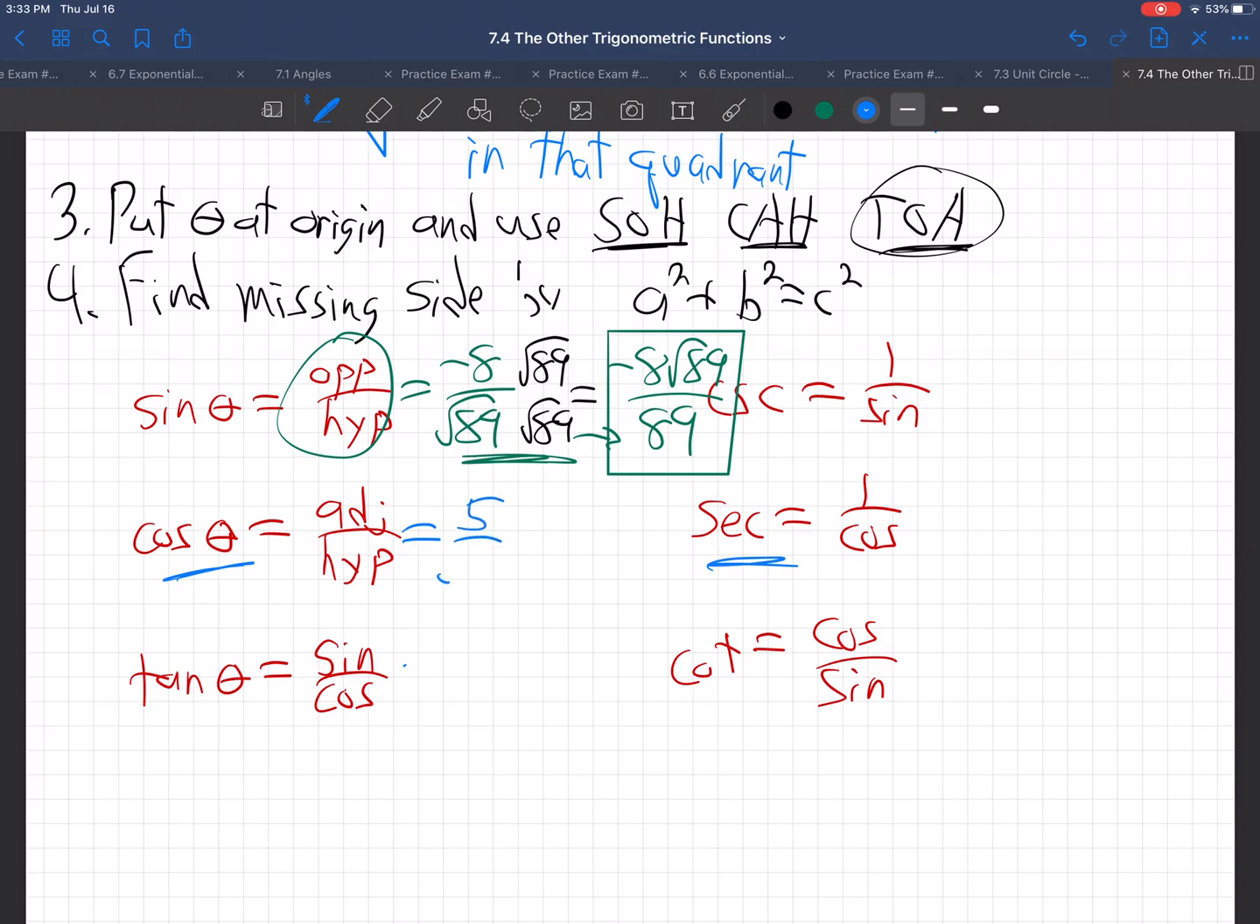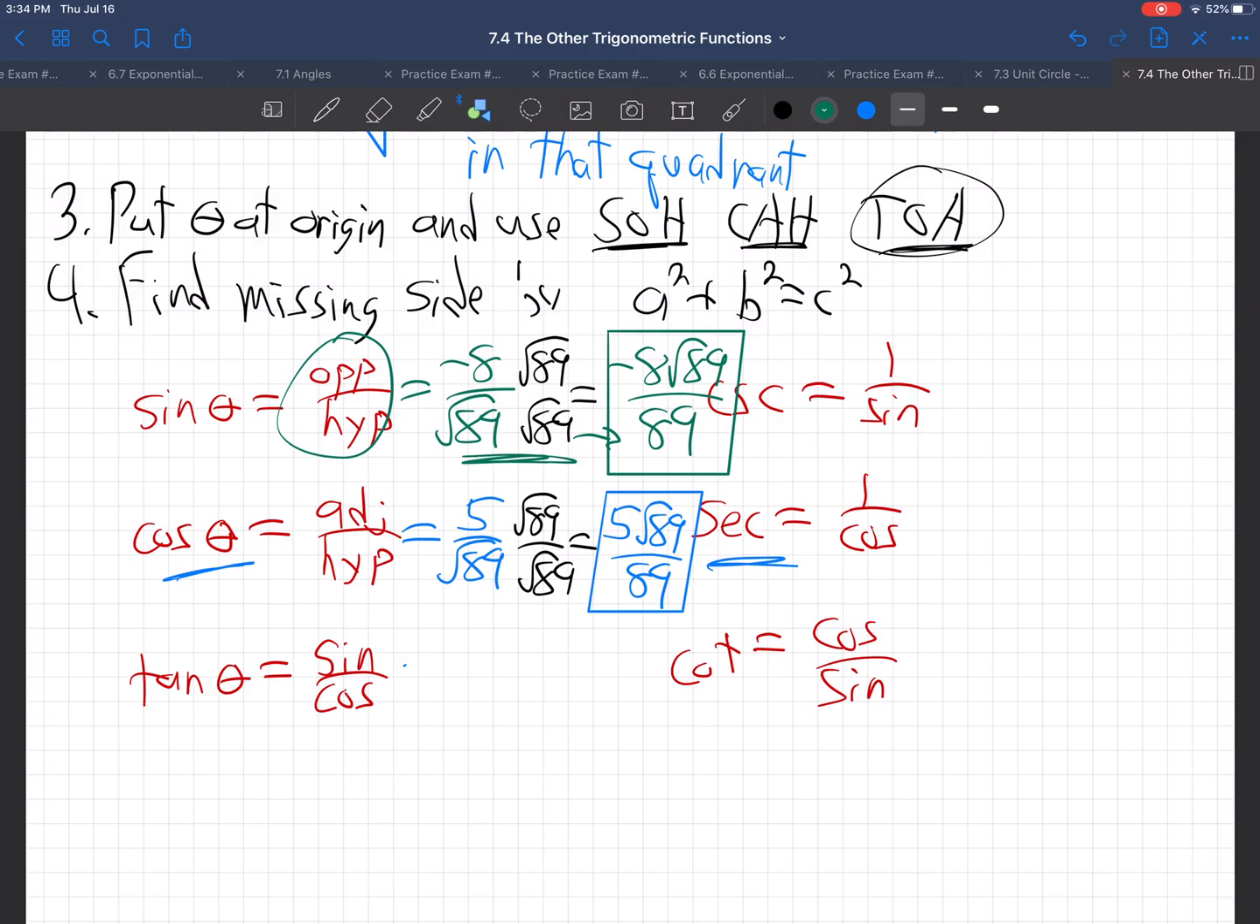5 over root 89. And again, we can't leave the root in the bottom, so multiply top and bottom by root 89, and we get 5 root 89 over 89. There we go. Now for the tangent.